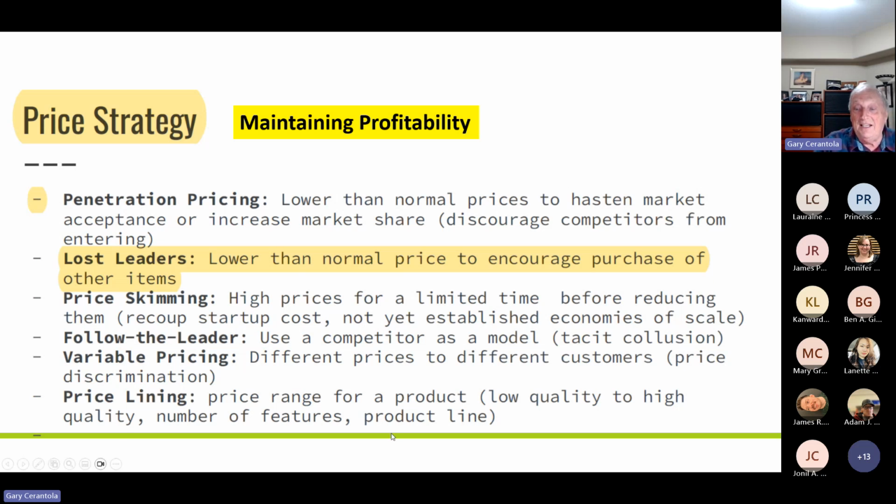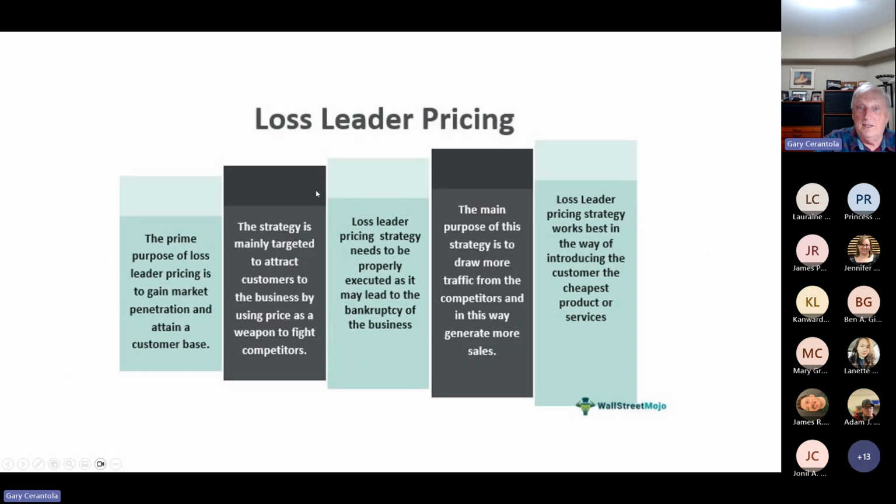And then price lining, and that's the price range for a product of low quality to high quality, number of features. So price lining is the strategy of good, better, best, right? If they offer three different prices, people will gravitate towards the medium value, and in the long run, it will increase their profitability over time.